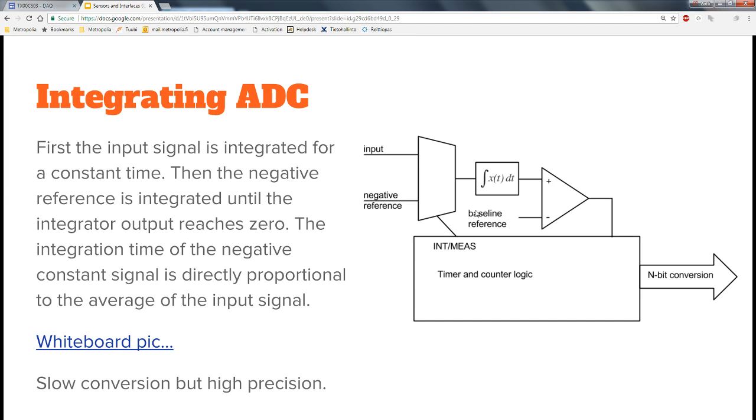So if we had a device that makes a perfect time integral of the signal, and then an analog multiplexer, this box here, that first selects the input signal and starts integrating it for a given, constant time.